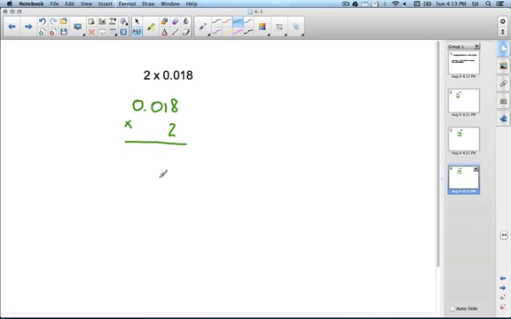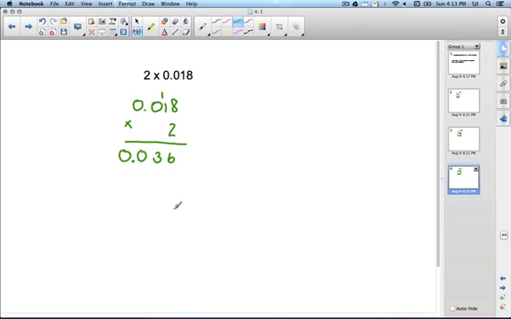And now we're going to go through and multiply. 2 times 8 is 16, so I'm going to put the 1 here, the 6 down here. 2 times 1 is 2, plus 1 is 3. 2 times 0 is 0. 2 times 0 is 0. And now we're going to go back and count how many numbers are to the right of the decimal point. And we have 1, 2, 3 here, and none here. So I'm going to start at the end of my answer here, and move over 3 spots. 1, 2, 3. So the decimal point is going to go right here. And there's our answer.